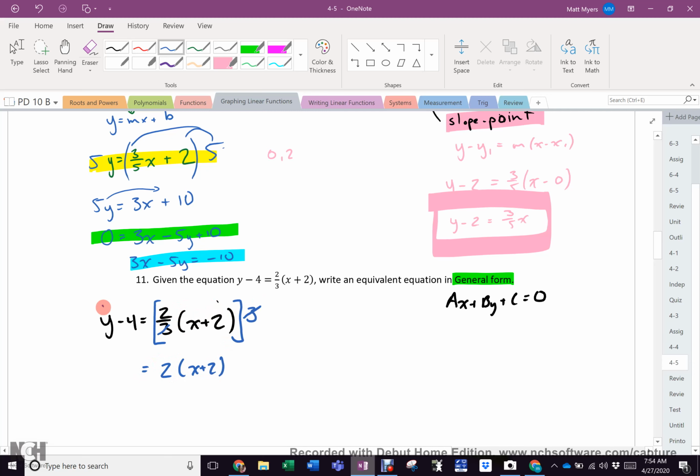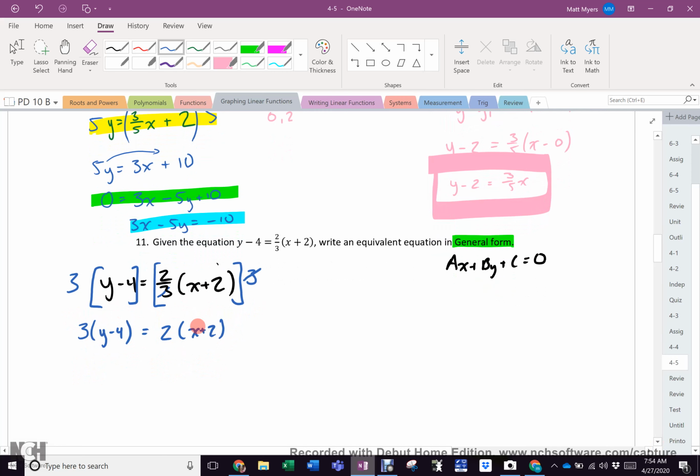But if I multiply the right side by 3, I got to multiply the left side by 3. So I've got 3 times (y minus 4). Now, what are you going to do with those two polynomials? Of course, you're going to distribute in there. And you are going to get 3y minus 12 equals 2x plus 4. Just like we did in the last unit, polynomials. And then I just got to make this look like this. So get a positive, and then move everything to the same side.